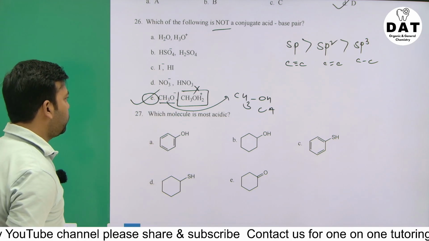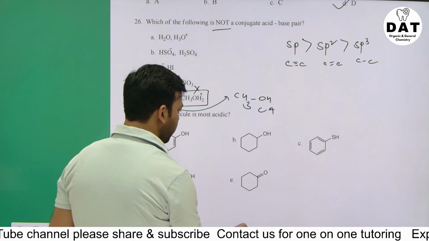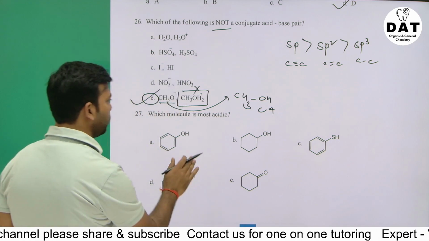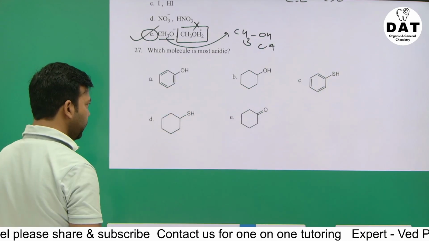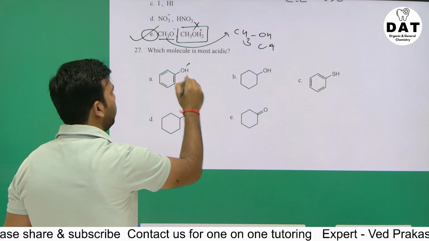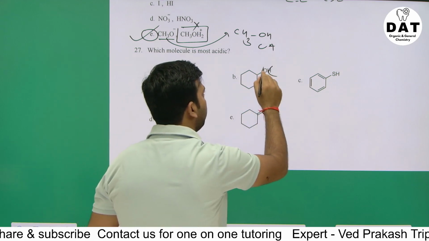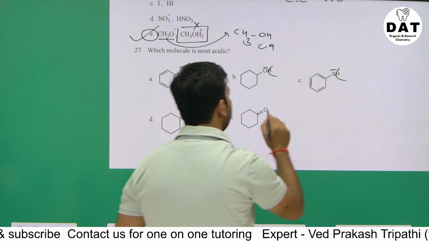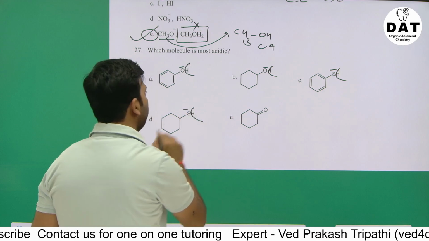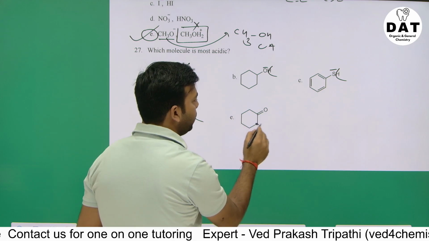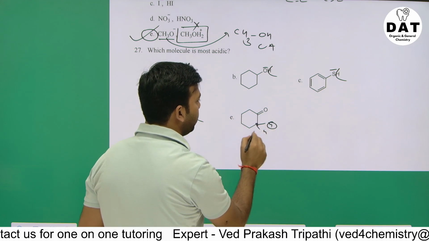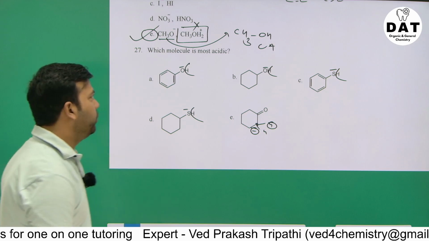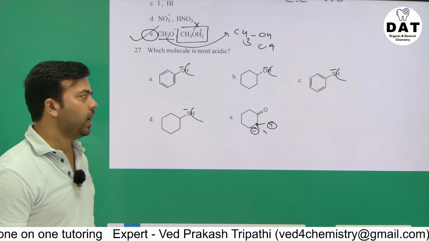Now the next is 27, which is the most acidic one. Again we have to eliminate the hydrogens of the bonded atom. So O negative, S negative, H negative, and here you can use any hydrogen, suppose carbon negative. So we have oxygen, sulfur and carbon.